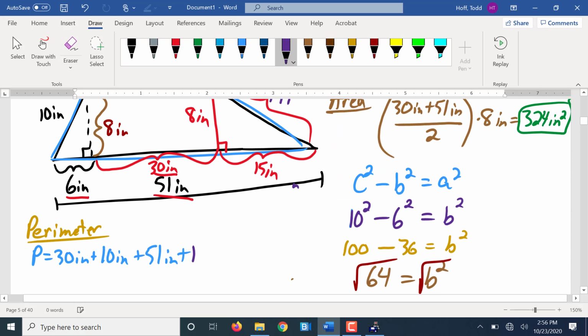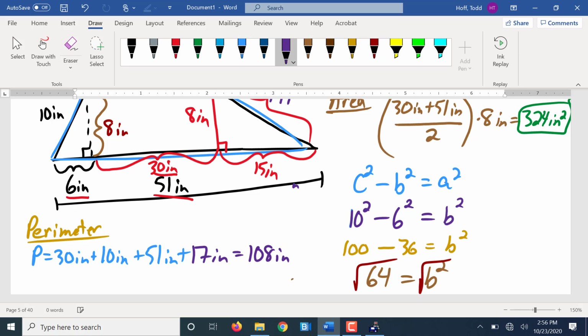So we add 17 inches to this. Gives us a total of what? 108 inches of perimeter. Perfect.